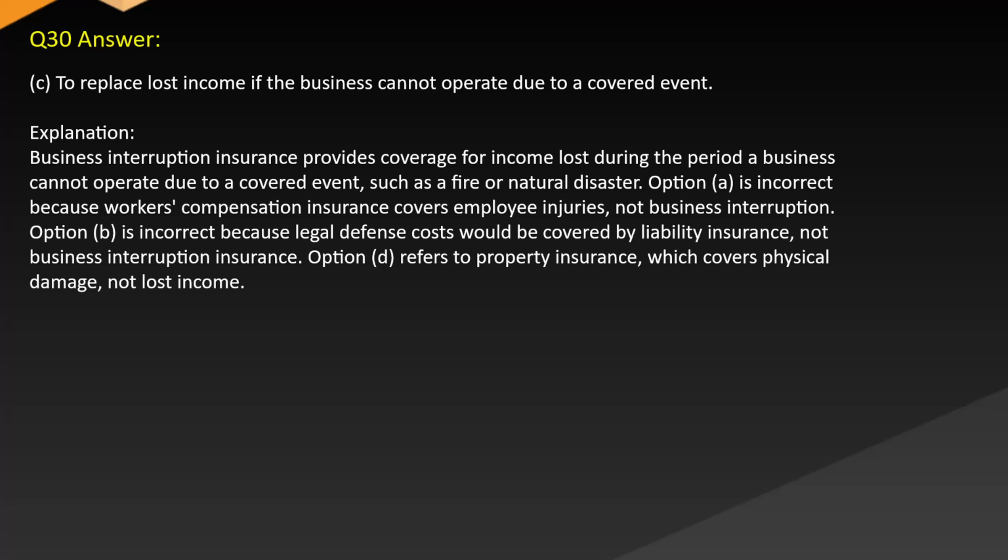Answer: C. To replace lost income if the business cannot operate due to a covered event. Explanation: Business interruption insurance provides coverage for income lost during the period a business cannot operate due to a covered event, such as a fire or natural disaster.